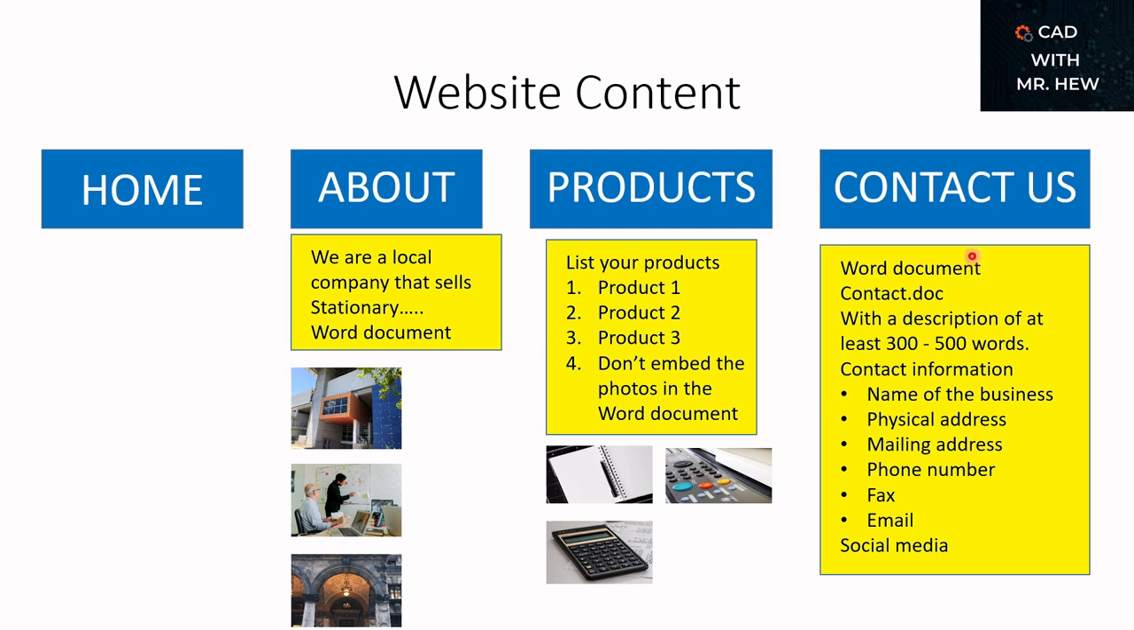All right, we're looking now at the contact us web page, and we're looking at the website content for that web page. Again, we're going to use the Microsoft Word document to save our content, right? So we'll type our information in the Word document and save it in the folder that I mentioned at the start. We could save the document as contact.doc, and again, a description of at least 300 to 500 words, right?